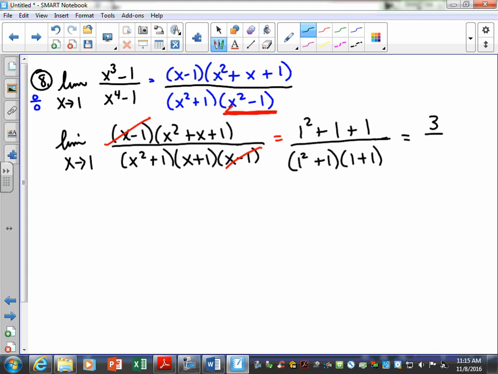And what about in the denominator? 1 squared is just 1, plus 1 is 2, times 2, we get 4 right there. So the answer is 3/4.